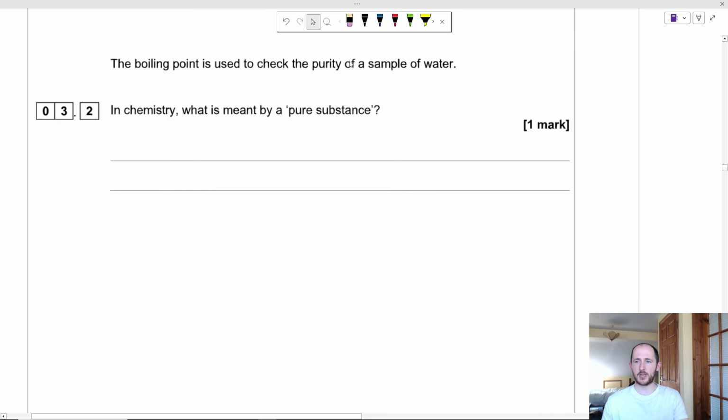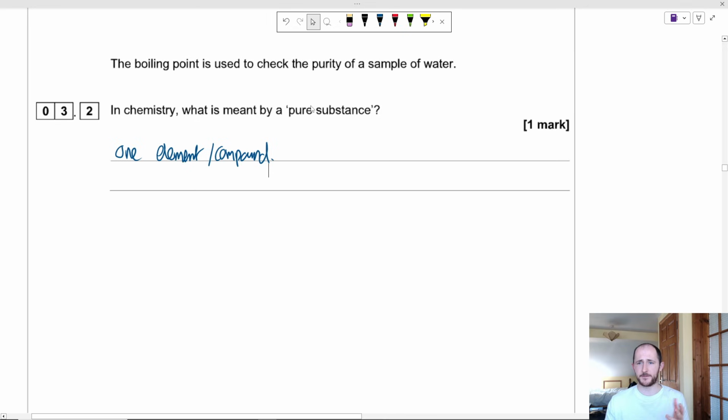The boiling point is used to check the purity of a sample of water, but in chemistry, what is meant by a pure substance? You might already know the definition, but not the scientific terminology. It just means that there is only one element or compound. So if you have, let's say, water, pure water will just be H2O molecules. That's it. Nothing else in there at all.